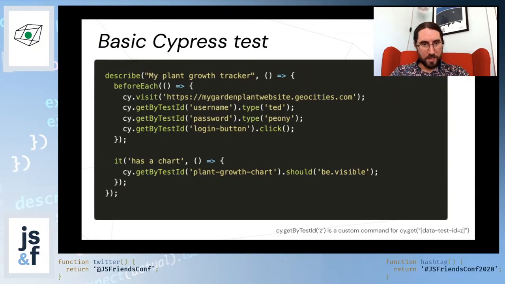So this is a basic Cypress test. In this test, I'm going to a website there on that site.visit line. I'm logging in, and then I'm asserting that there is a chart that's visible, specifically using get by test ID. It's a shortcut for getting an element, and it's a custom command, and that will find that specific element based on its DOM attributes, and then I'm asserting that that element is actually visible in the browser window at the moment that this test runs.